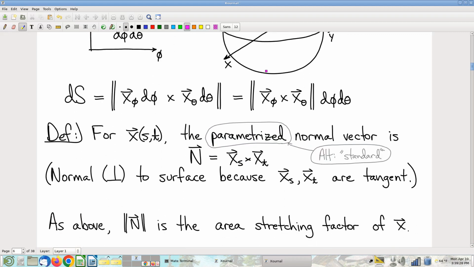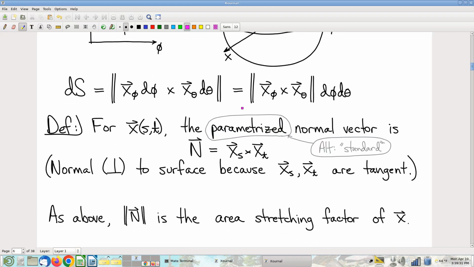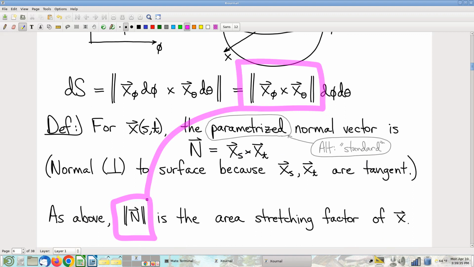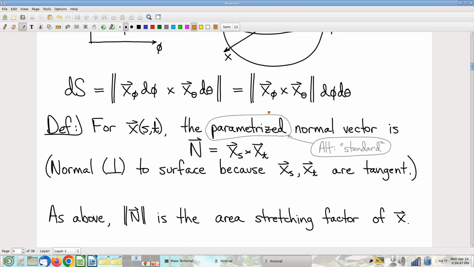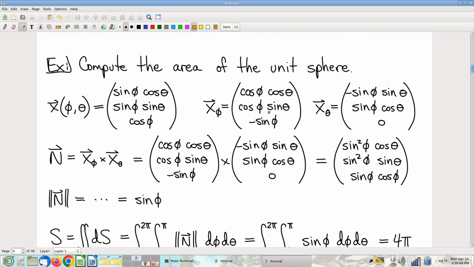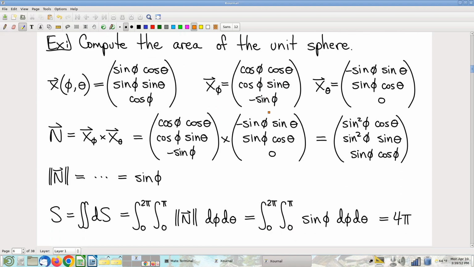And with that in mind, keep in mind here's our stretching factor. We can rewrite our stretching factor like that. After all, this thing whose magnitude we're talking about is capital N. Okay, so let's use this to actually compute something, and specifically we're going to compute the area of the unit sphere. This is a very straightforward calculation.